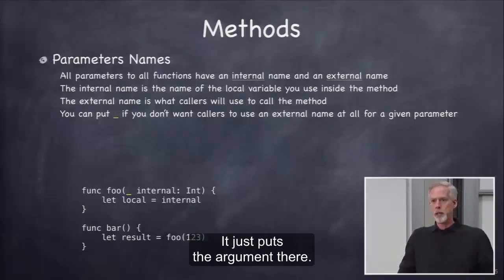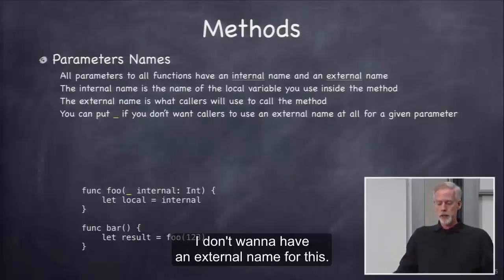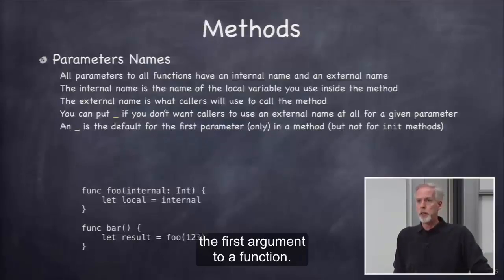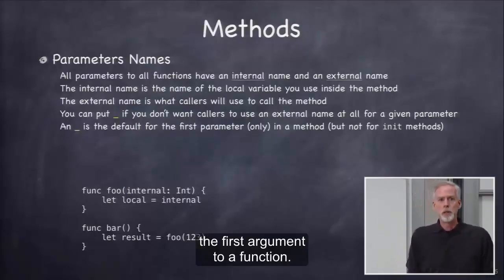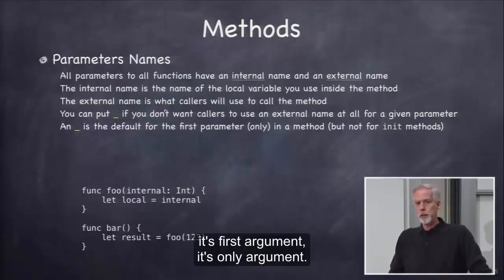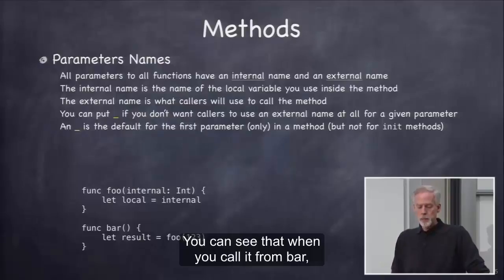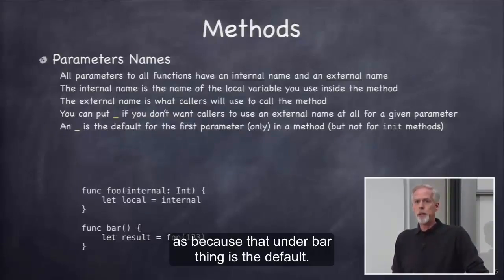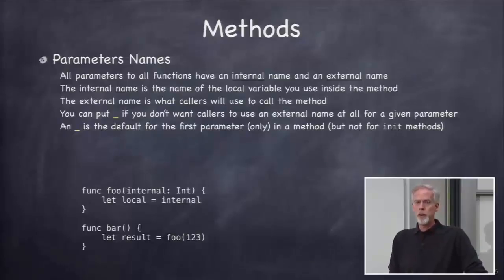It just puts the argument there. Okay? So the underbar says, I don't want to have an external name for this. Now that is the default for the first argument to a function. So foo only has one argument, so its first argument, its only argument. You can see that when you call it from bar, you don't say internal colon. That's because that underbar thing is the default.